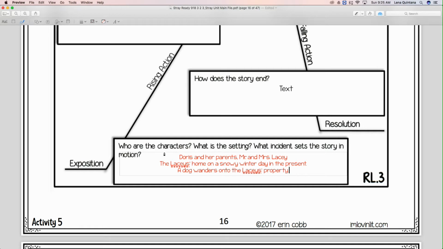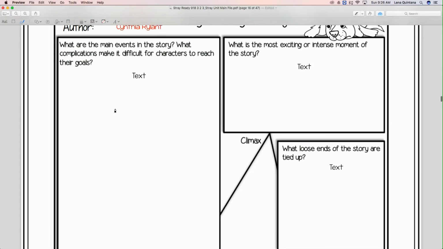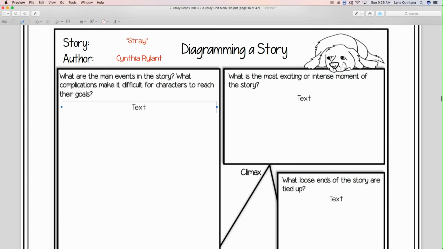This is the beginning of the story where all the things are starting to form. The puzzle's starting to form. Doris and her parents, Mr. and Mrs. Lacey, we learn about them. They're at their home. They're in the neighborhood. It's very snowy. Remember, those icicles were like 3 feet long. That means, holy moly, they've been there for a very long time, and it's very freezing for them. And then a dog wanders onto the Lacey's property. So imagine this poor doggy. He's just freezing cold.